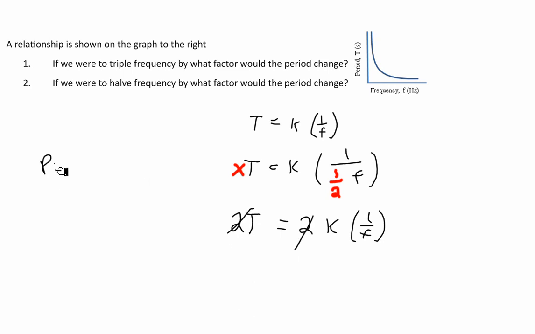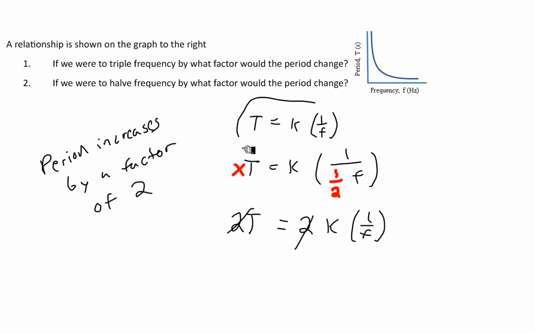So period increases by a factor of 2. Okay, so that's how you get it from a graph.